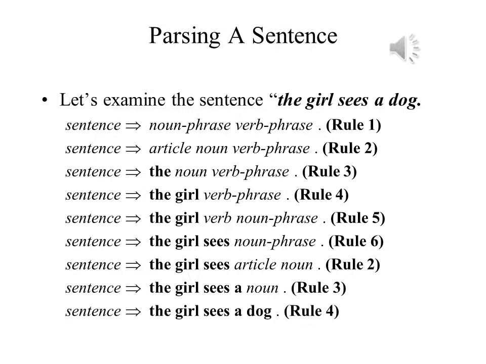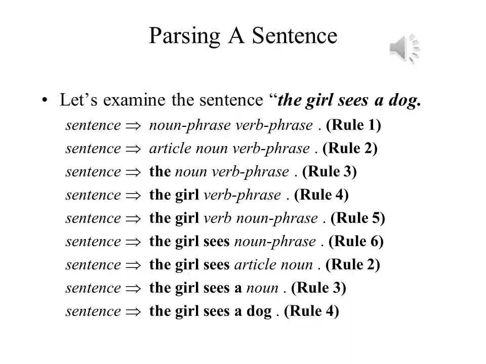We want to use these rules to produce the sentence, the girl sees a dog. We apply Rule 1 to get a noun phrase and a verb phrase. Applying Rule 2 gives us an article, noun, and verb phrase. Applying Rule 3 introduces our first terminal, the word the. Noun gets replaced with girl, applying Rule 4.